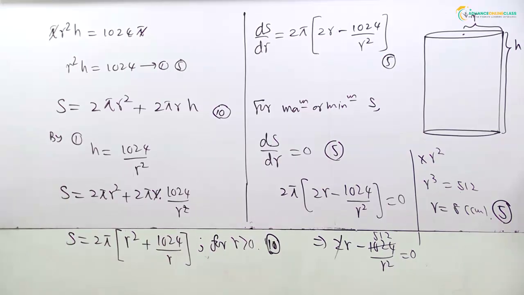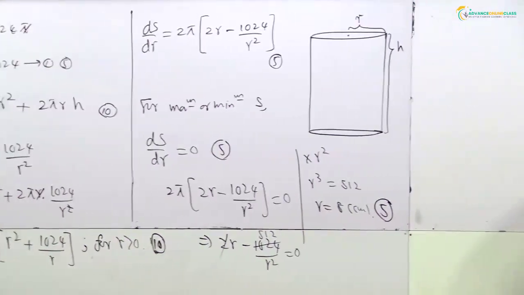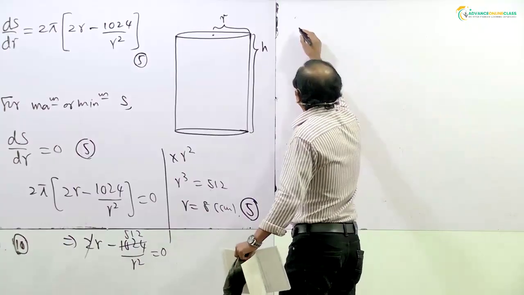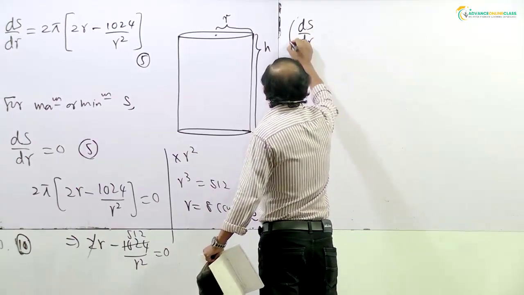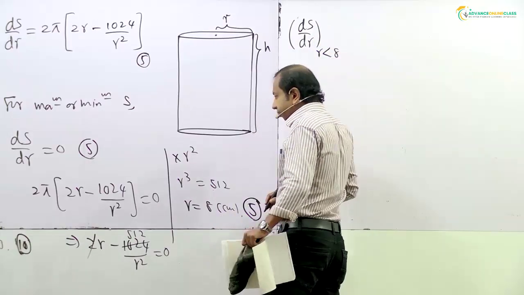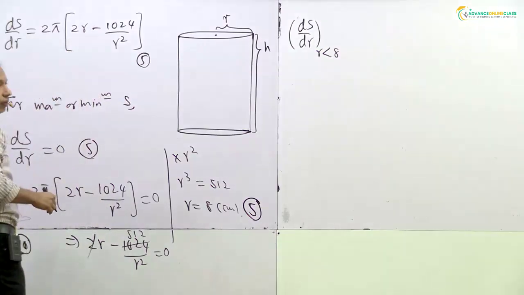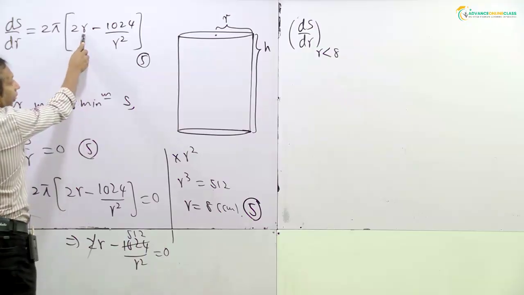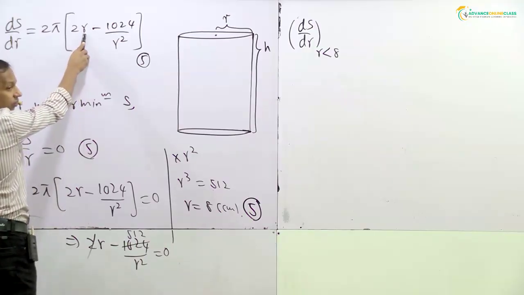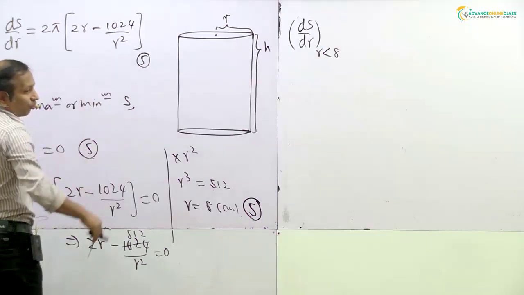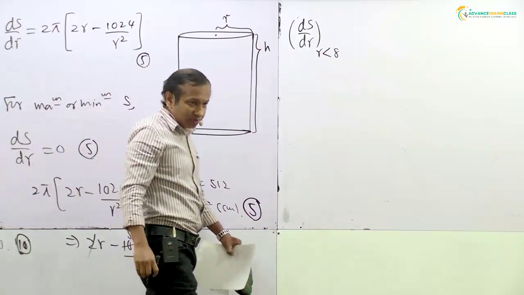Now we have to determine whether this r equals 8 corresponds to S minimum, no? Then we have to go for the first derivative test. ds over dr: I am going to find it when r is less than 8. When you put here, like 5, for example, 2 into 5, 10. Here 25. 1000 something divided by 25 means 40, no? It is negative. Well, obvious, no? It is negative.